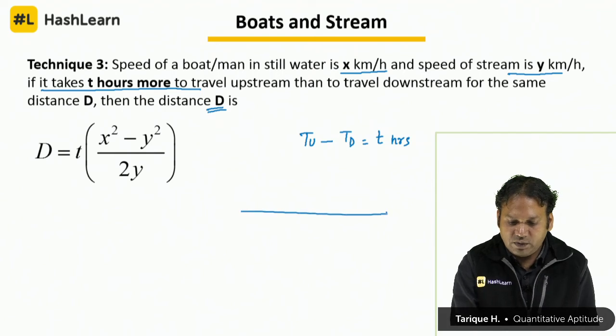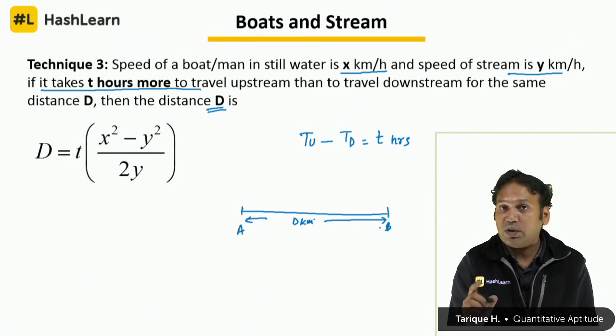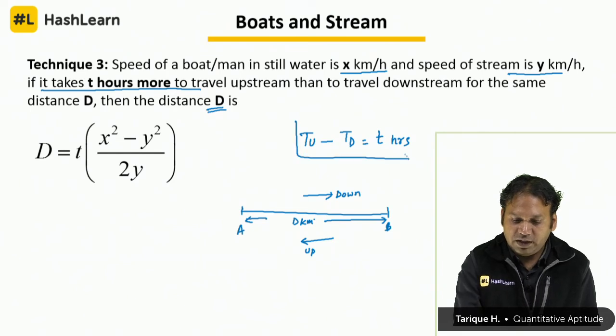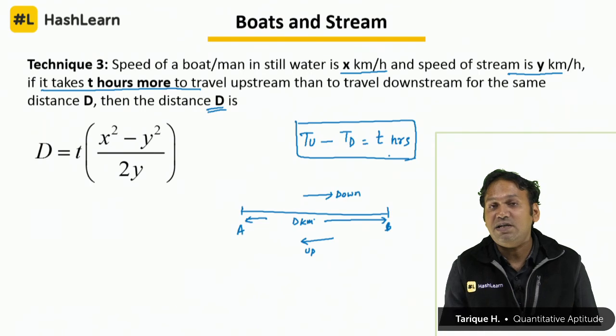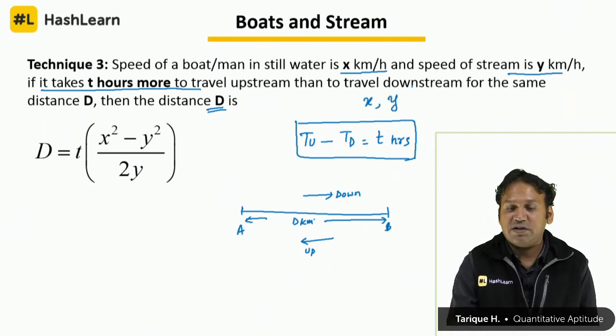So again a person is going from A to B, covering a fixed distance of d kilometers. D kilometers is not the total distance, d kilometers is the distance between A and B. He goes downstream and comes back upstream, and the difference between the time taken upstream and downstream is t hours, and the speed of the person and the speed of the stream are given to you.